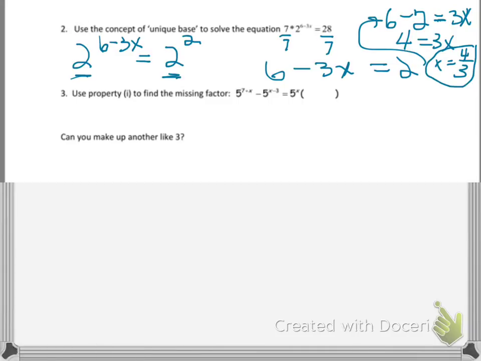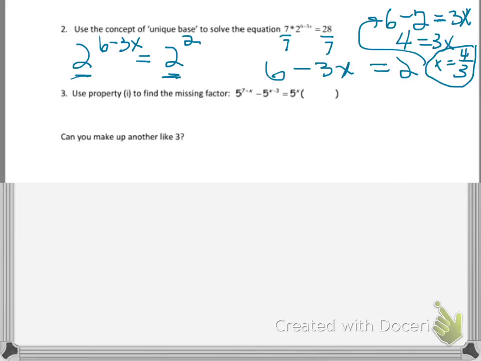Okay, so that's using unique base. So I got them to the same base, and then once the bases were equal, I set my exponents equal and solved. Okay, the last one here, number 3, says, use property I to find the missing factor. So let's look at that carefully.